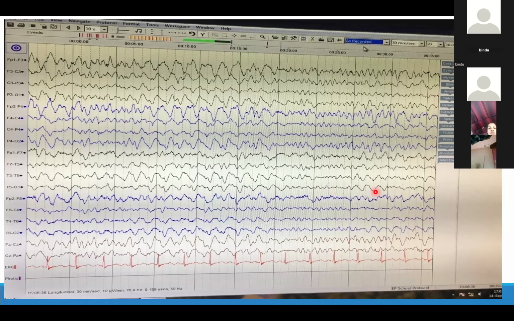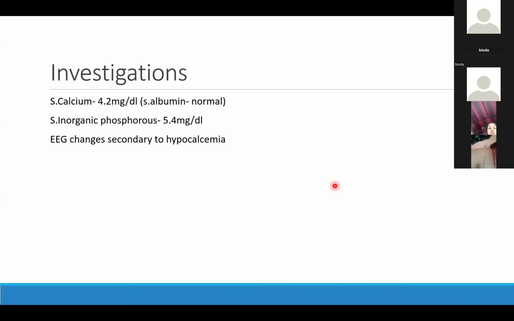So this delta activity was preceded by occipital sharps, and the intermittent delta activity was succeeded by alpha rhythm as well. So this can suggest it can be due to hypocalcemia and metabolic encephalopathy. The same read in average. The serum calcium level in the patient was 4.2, with serum albumin normal, and serum inorganic phosphorus was 5.4, and EEG changes were supposed to be secondary to hypocalcemia.